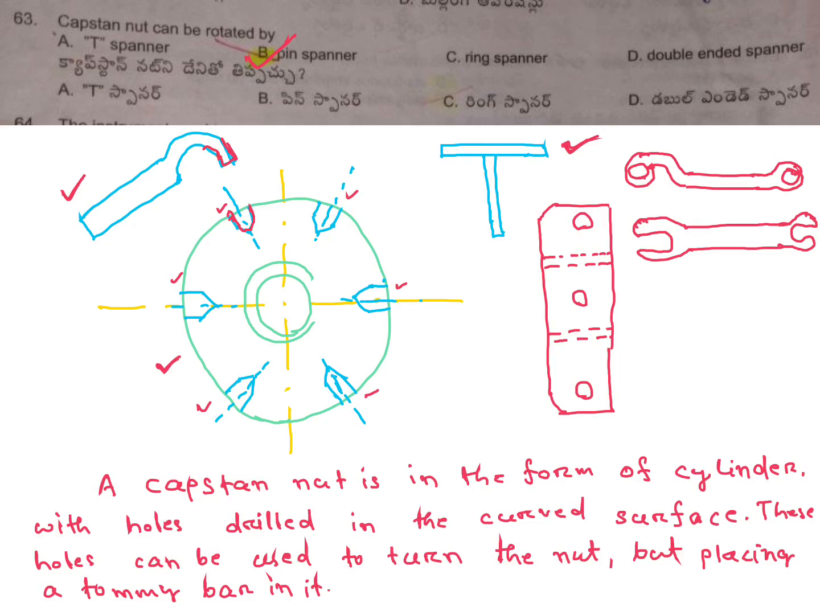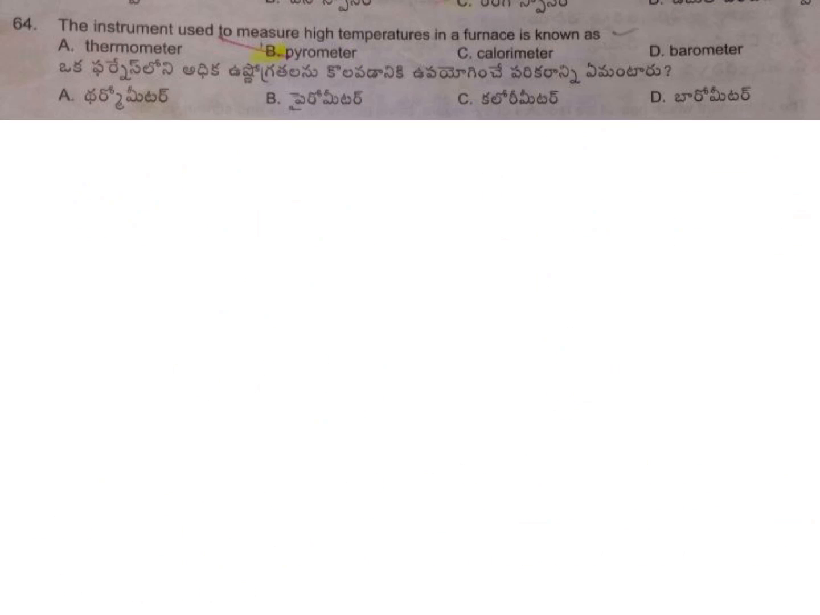The instrument used to measure high temperatures in a furnace is known as: A thermometer, not possible. B pyrometer. C calorimeter. D barometer. So B is the answer, the correct answer.